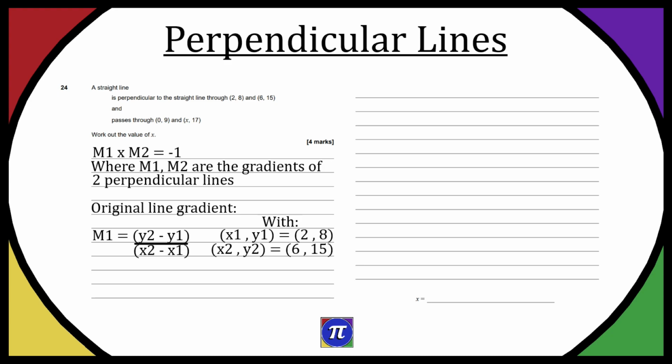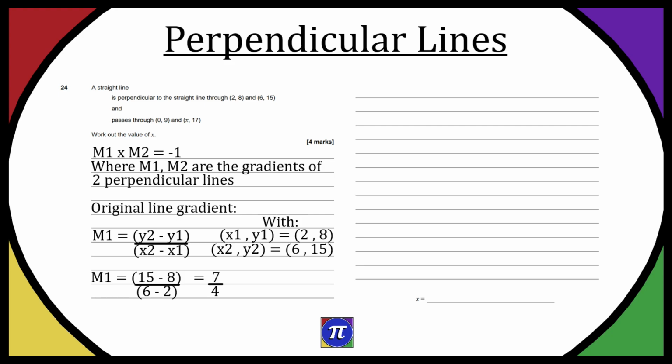So let's take the first line we're given, and the gradient is going to be m1, which is equal to (y2 minus y1) over (x2 minus x1), with (x1, y1) equaling (2, 8) and (x2, y2) equaling (6, 15). Simplifying this down, m1 is 15 minus 8 over 6 minus 2, which is equal to 7 over 4.